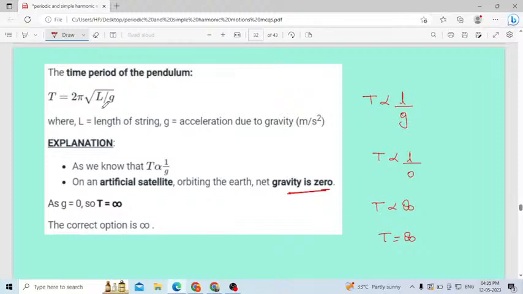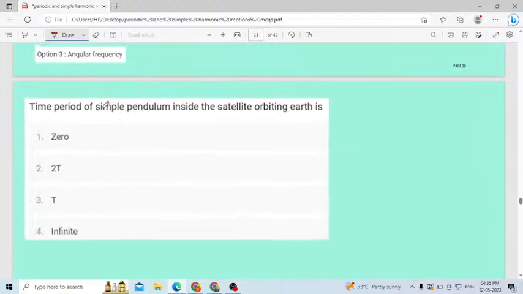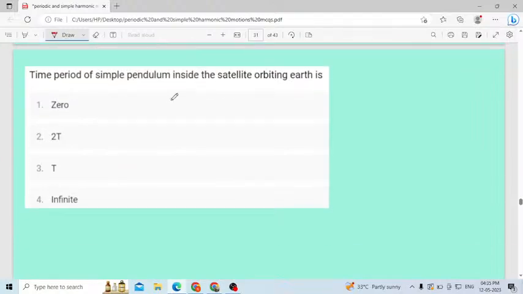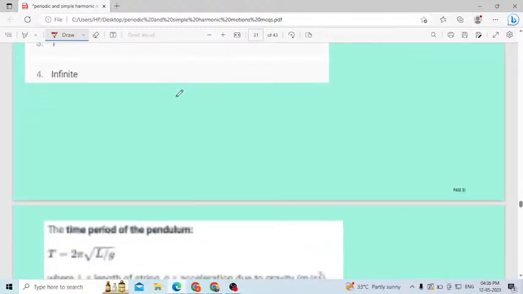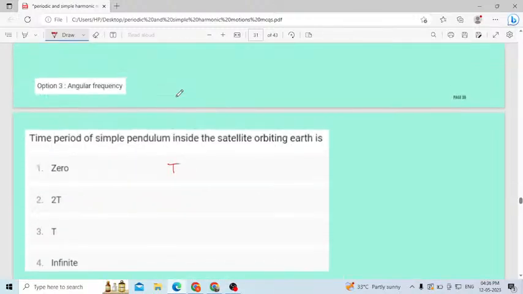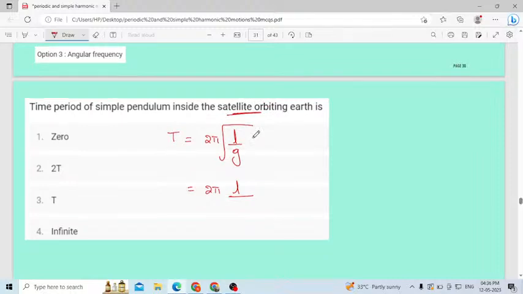Therefore, time period, I will write once again here. You know the formula, T equals 2 pi root of L by g. Substitute here only 2 pi; we don't know L and g. For a simple pendulum inside an artificial satellite that is revolving around the Earth, the gravitational force will be 0. Anything by 0 will be infinity. T will be infinity. Easy question.